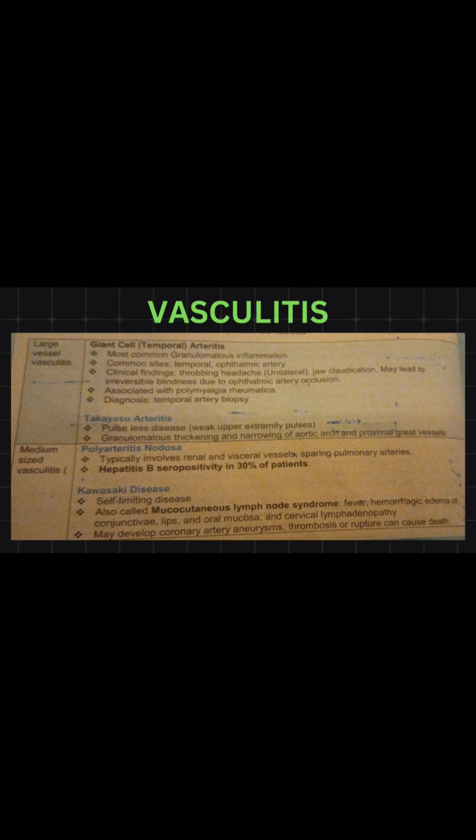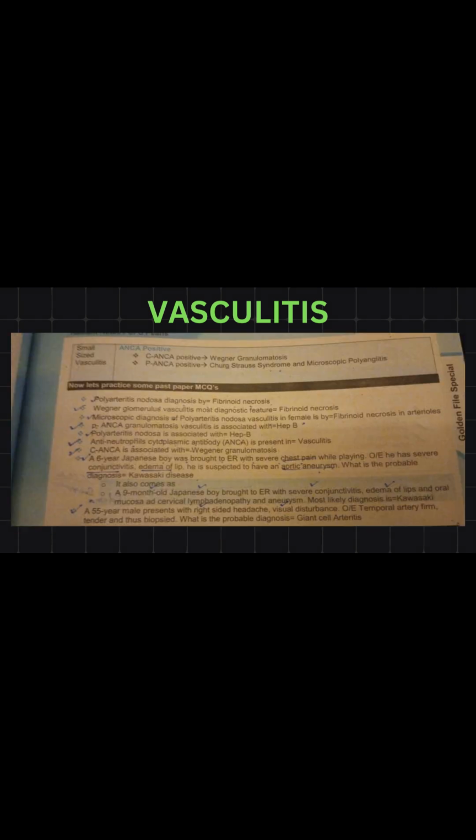And Takayasu arteritis is a pulseless disease, that is weak upper extremity pulses, granulomatous thickening and narrowing of the aortic arch and the proximal great vessels. So a 55-year-old may present with right-sided headache, visual disturbance, temporal artery is firm and tender, and thus it was biopsied. So what is the probable diagnosis? The answer is going to be giant cell arteritis.